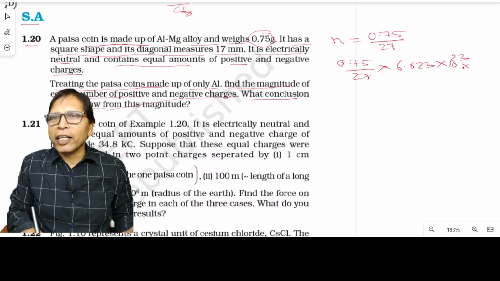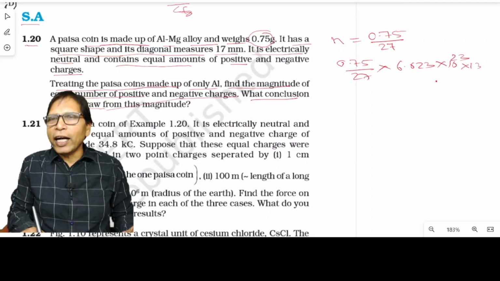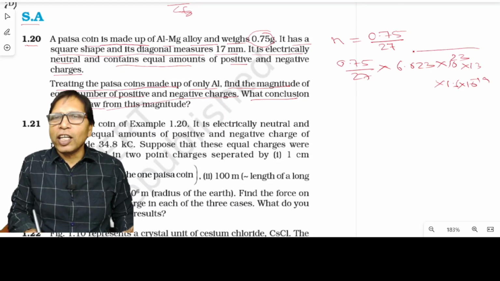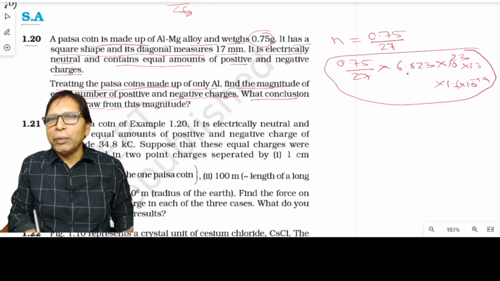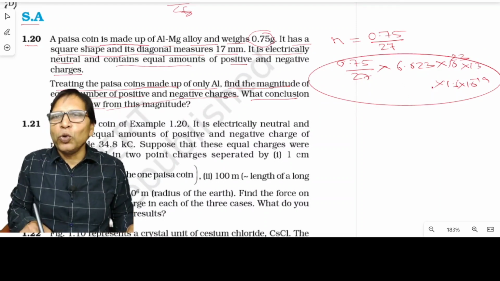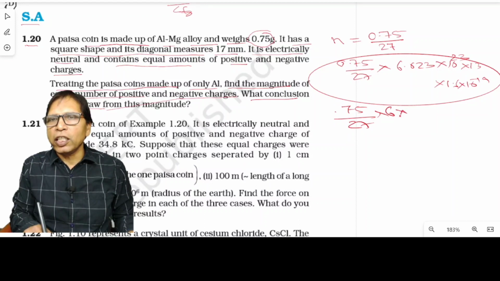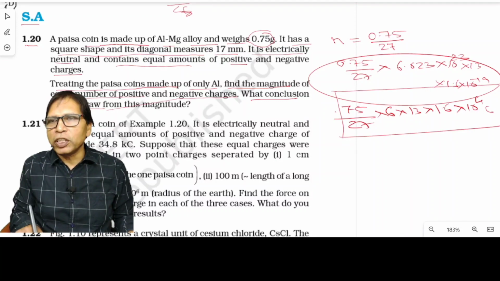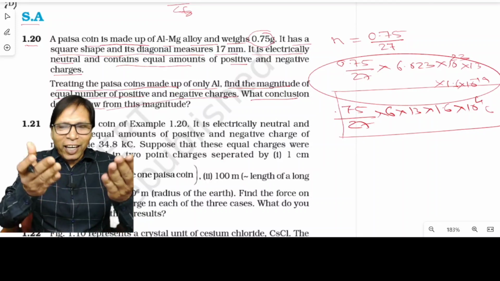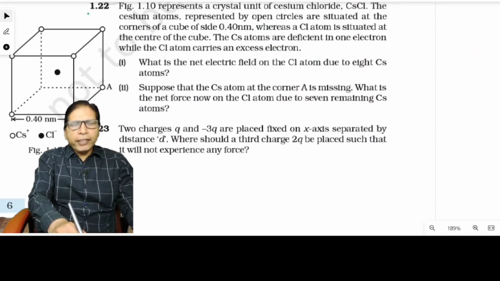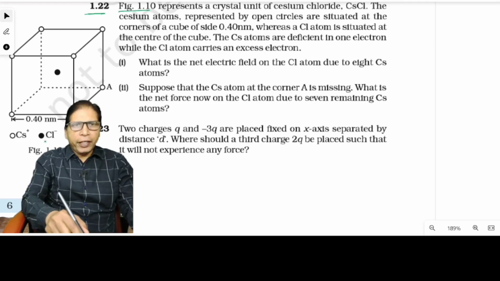So total number of electrons into 13. The charge of an electron is 1.6 into 10 to the power minus 19. So this is the total amount of negative charge and positive charge. If you calculate this, we get 0.75 by 27 into 6 into 13 into 1.6 into 10 to the power 4 coulomb. So this amount of negative and positive charge is present in the coin. Okay. Now look at question number 1.22, figure 10.